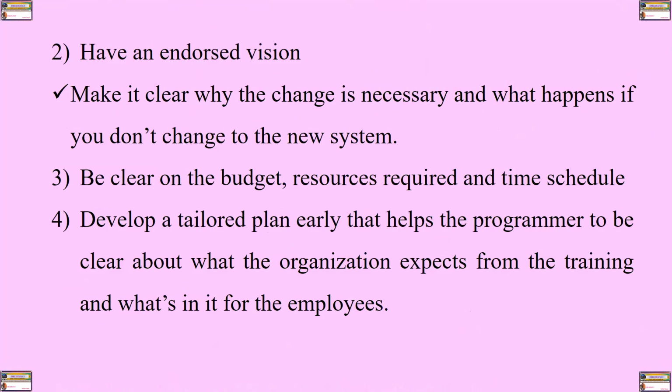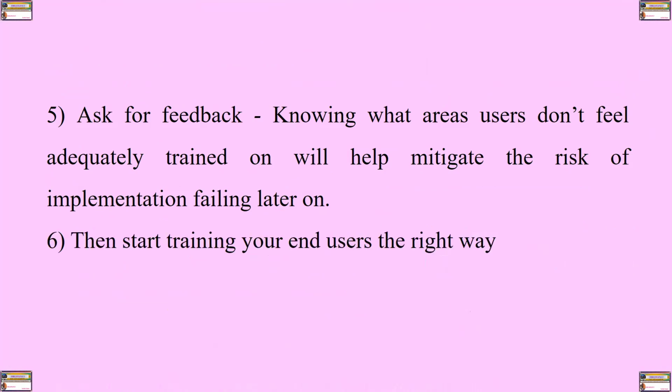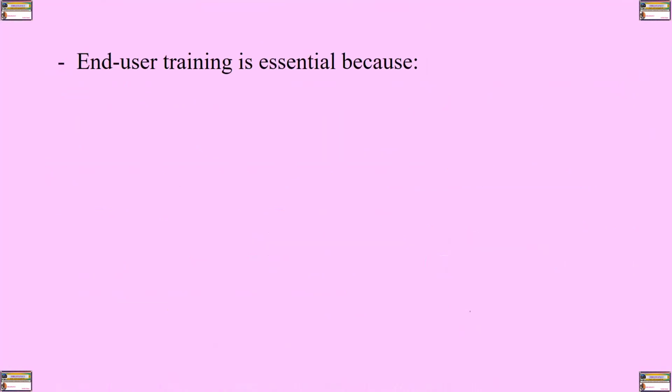Number 4, develop a tailored plan early that helps the programmer to be clear about what the organization expects from the training and what is in it for the employees. Number 5, ask for feedback. Knowing what areas users don't feel adequately trained on will help mitigate the risk of implementation failing later on. Number 6, start training your end users the right way.